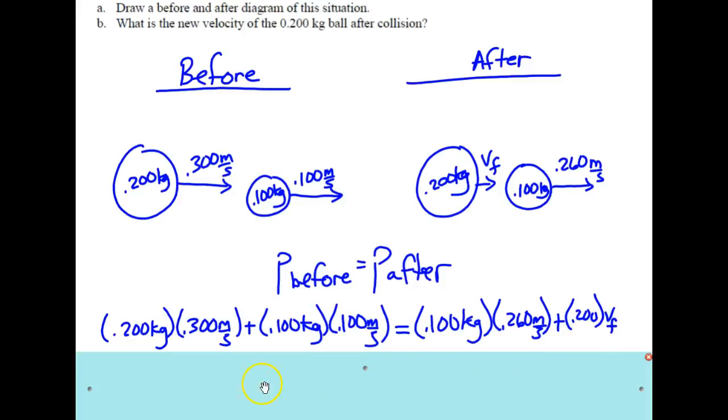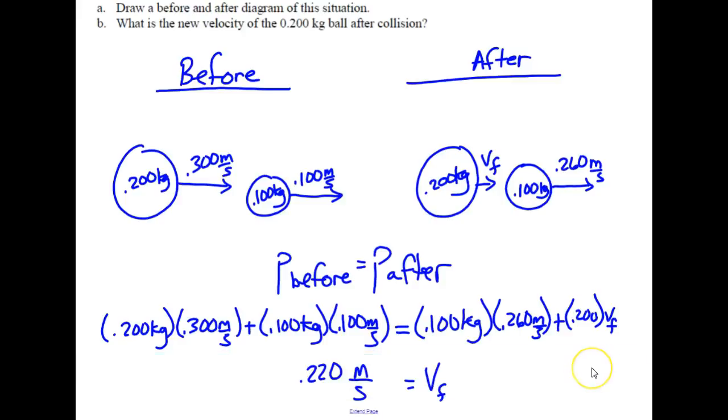We go ahead and do the math. We would multiply this. We would add the product of this. We would subtract the product of this and then divide by 0.2. Solve for VF. Pause if you need a moment to do so. And we get 0.220 meters per second. Notice the sign of this VF is a positive value, and what that tells us is that this object is moving to the right after collision, just like the original velocities and final velocity of the 0.1 also are.